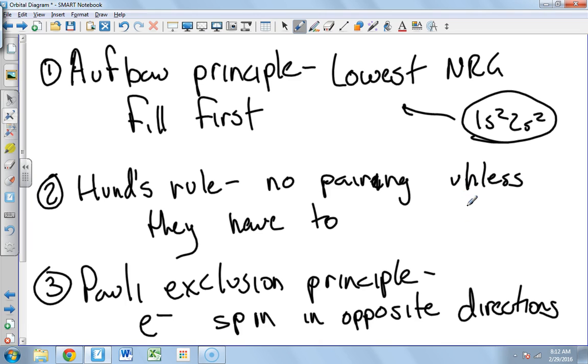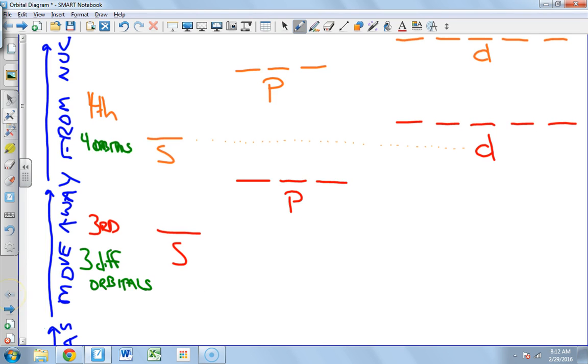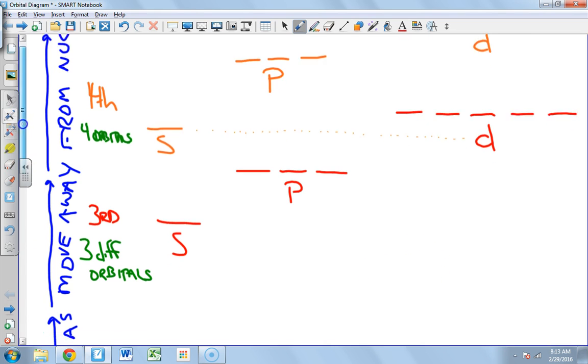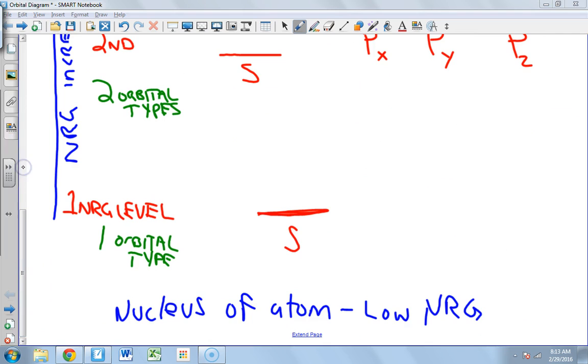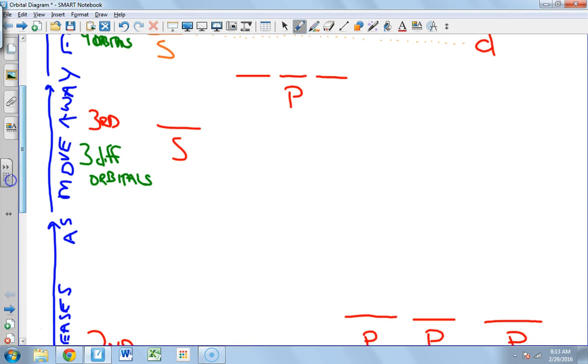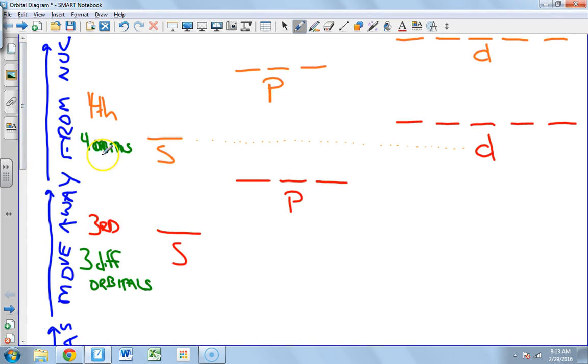So let's go through and build up the elements on the periodic table, starting with hydrogen, just like we did with electron configuration, okay? And so this is an orbital energy level diagram, okay? If we look at this energy level diagram, I tried to do this so that the lowest energy was at the bottom of the picture. And then as we move away from the nucleus, you can see that the energy gets bigger and bigger. And then I stopped at like the fourth energy level, or the fourth shell.